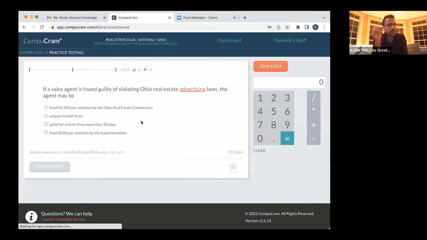All right. If a sales agent is found guilty of violating Ohio real estate advertising laws, the agent may be A, fined up to $2,500 per violation by the Ohio Real Estate Commission, B, subject to both fines, C, jailed for a term of no more than 30 days, or D, fined $200 per violation by the superintendent. Let's see some answers in here. Remember, let's all jump in. This is only going to help you if you're participating.